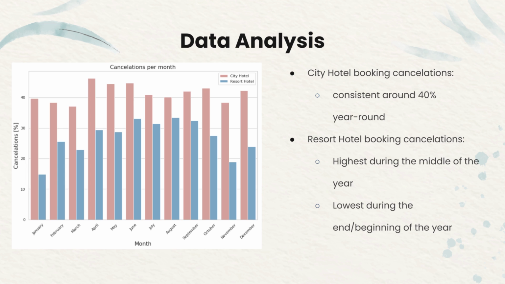I also did some relevant data analysis and created a bar graph which shows the percentage of cancellations per month separated by the type of hotel. I found that the city hotel maintained a consistent booking cancellation ratio year-round at around 40%, while the resort hotel has its highest cancellations around the middle of the year and its lowest around the beginning and the end of the year. This makes sense considering the type of hotel each one is.